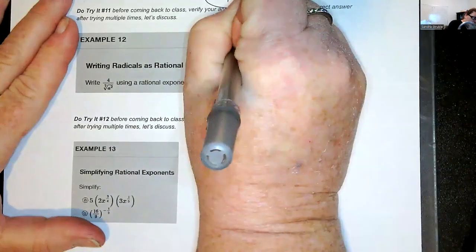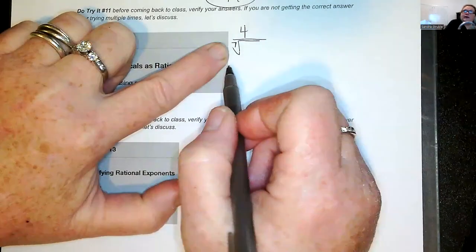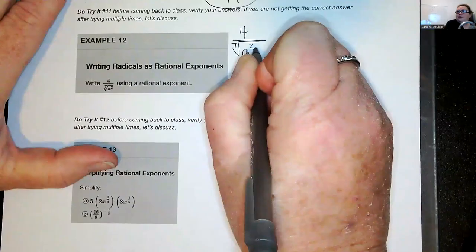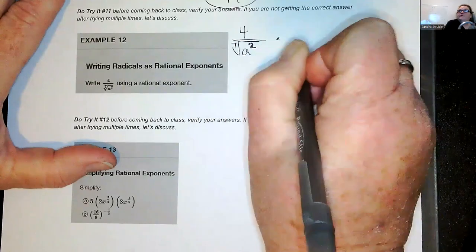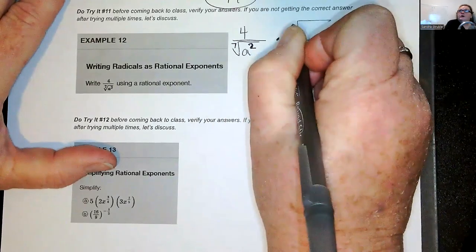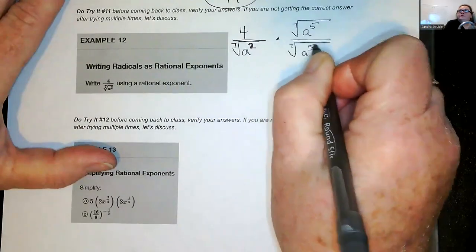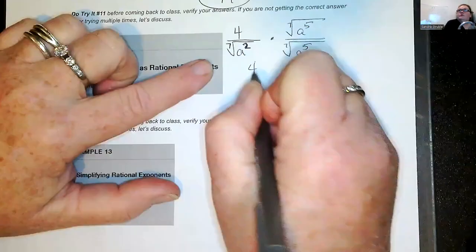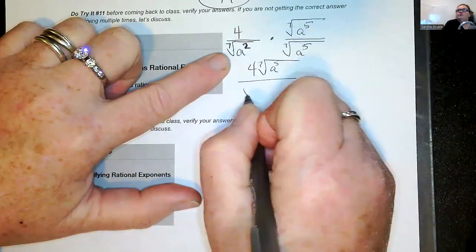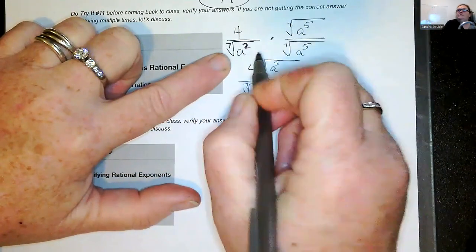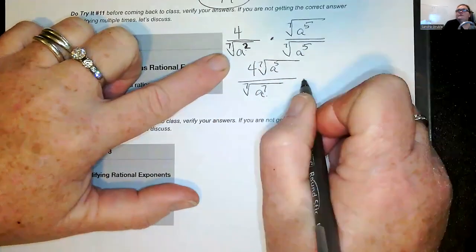What you need to understand is you have to have 7 of something in order to get rid of this radical. And currently we only have 2. So how do we make this 2 into a 7? Well, we're going to have to multiply by the 7th root of a to the 5th. And I'll show you why. All right, so our numerator is 4, 7th root of a to the 5th. This one becomes the 7th root of a, 5 plus 2 is 7. 7th root of a to the 7th is just a.